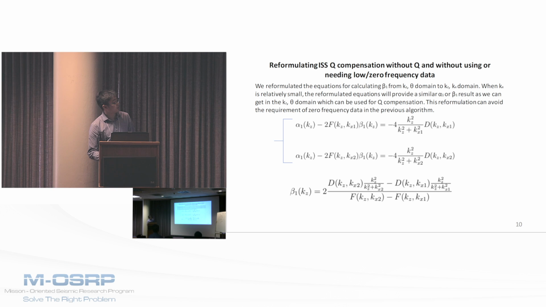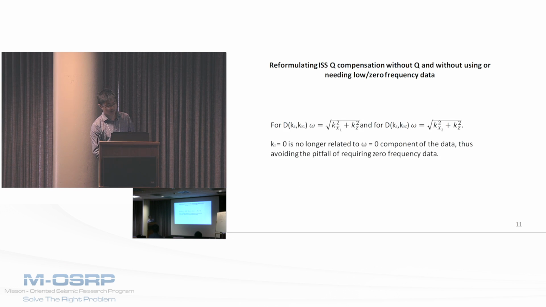So in this case, after we've reformulated this algorithm, for both kx1 and kx2, the kz equals 0 component is no longer related to omega equals 0, the zero frequency component of the data. Because here, if kz is 0, then omega is not 0. So after we've reformulated this algorithm, it doesn't need zero frequency data.